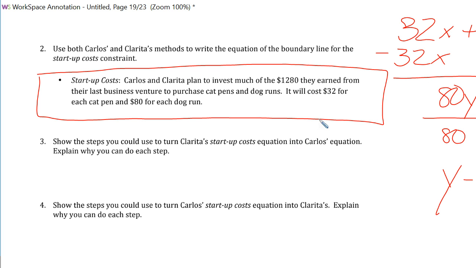And you get y equals, let's see, negative 32 divided by 80. 0.4, okay? That's right. Now I remember that. Negative 0.4x. What's 120 divided by 80, Carson? Oh, yes, I missed. What's 1280 divided by 80? Okay, now I remember that equation from the last video. Okay? So that's how you would turn the startup costs into slope-intercept form.